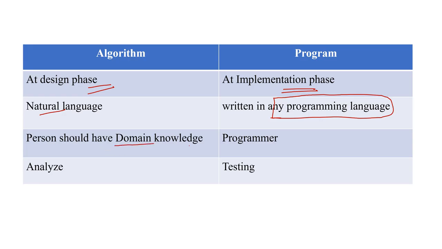A person should have the domain knowledge in the case of an algorithm. To design an algorithm, you need that domain knowledge. Here, for A, B and C, finding the largest needs basic mathematics knowledge to design that algorithm. But to implement that algorithm in a programming language, you should be a programmer. To create the algorithm, it's fine if you have domain knowledge. And the main thing is, when you are designing or developing an algorithm, you should be able to analyze it. In a program, you test whether the algorithm you have designed is working as expected, like for this input, am I getting the expected output or not. That is the testing phase. So this is the basic difference between algorithm and program.